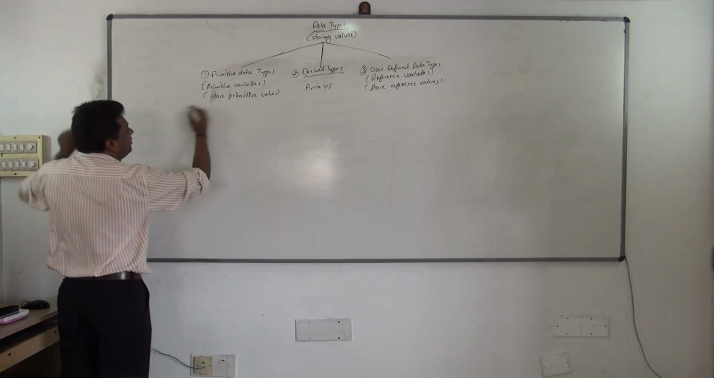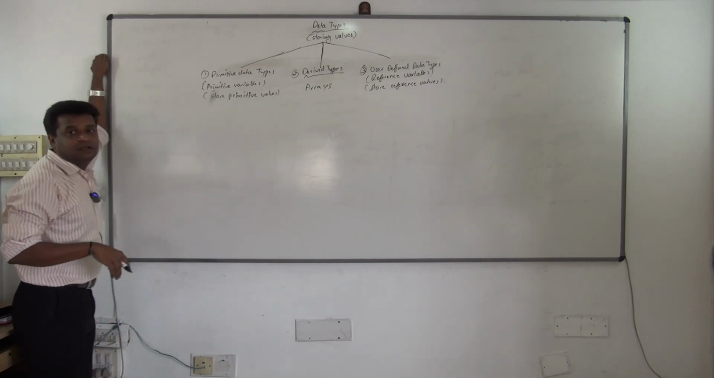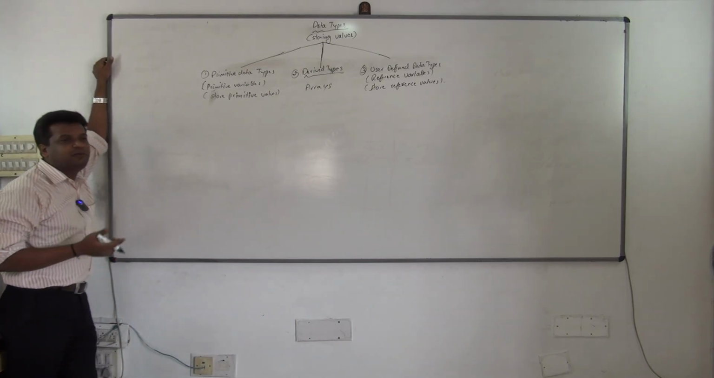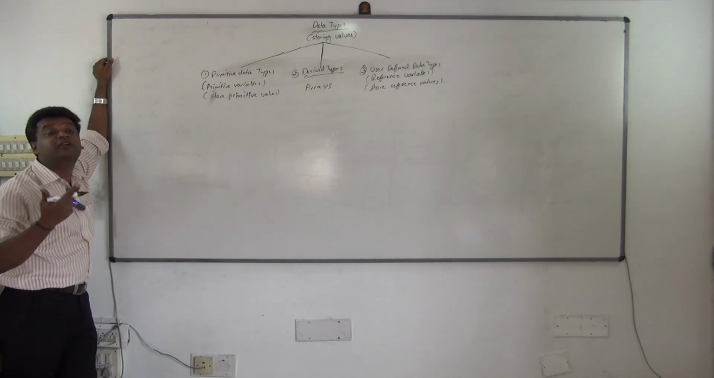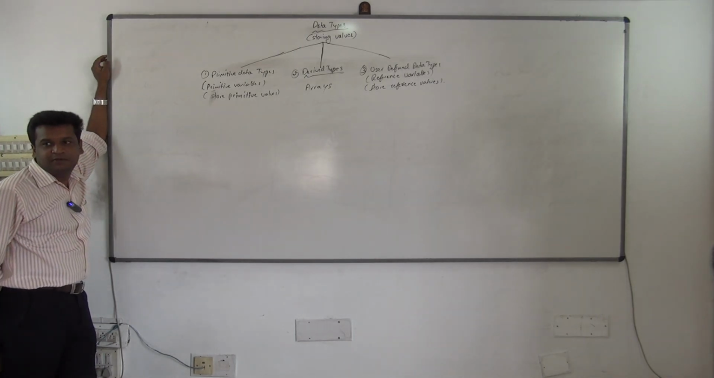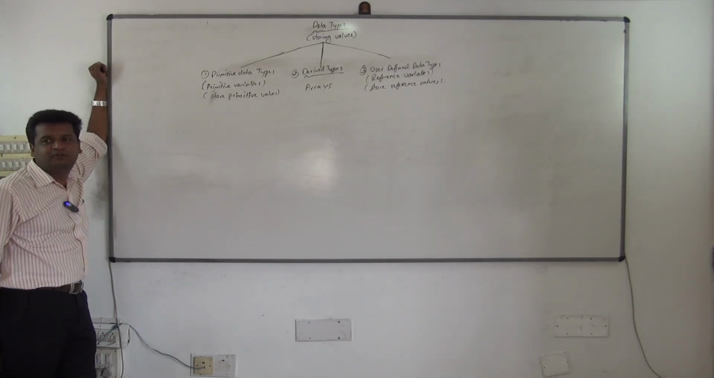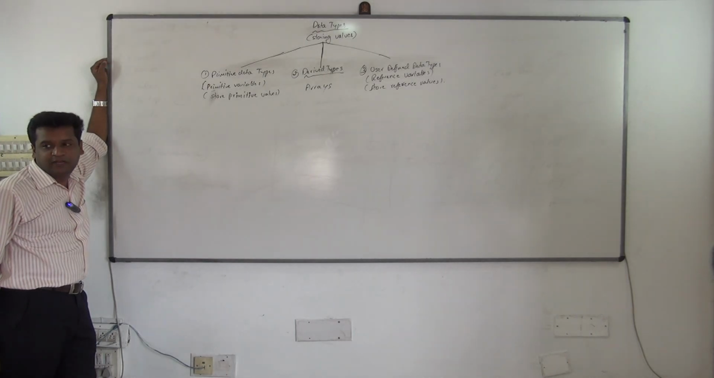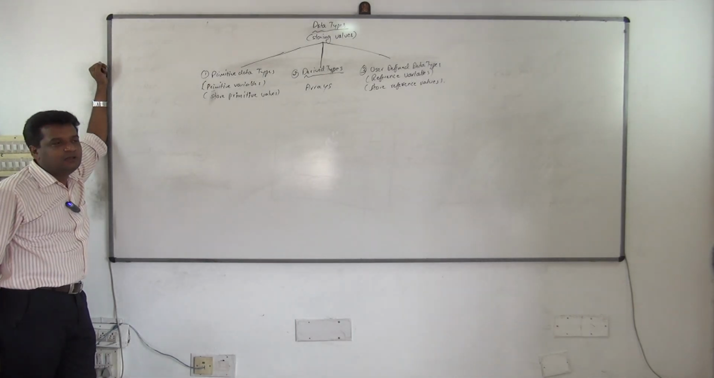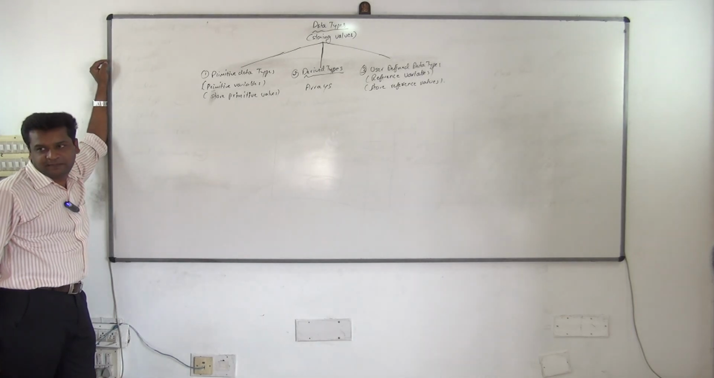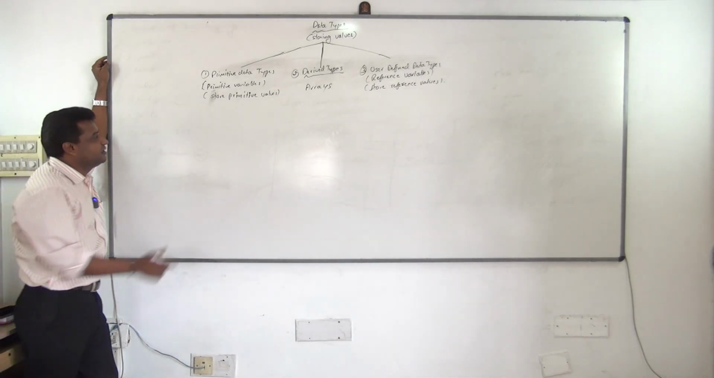How many types of primitive data types are there? It depends on the type of primitive values. Java is giving you very rich support for storing primitive values. But how many types of primitive values are there? First you have to understand that.